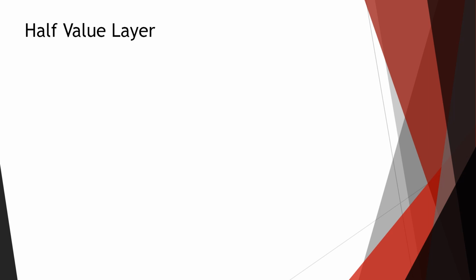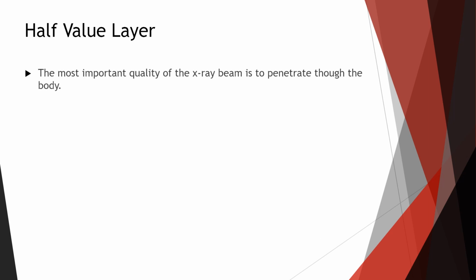The next test is the half value layer. The most important quality of the X-ray beam is to penetrate through the body. That's why we use X-rays instead of light or anything else, because X-rays have the energy to penetrate through the body, expose the CR or the imaging plate or the film, possibly even behind it, and create that image.